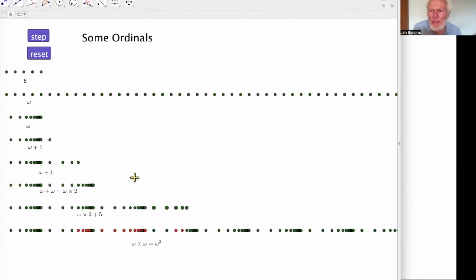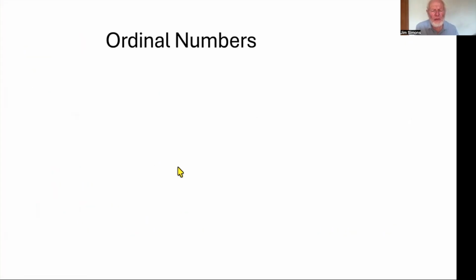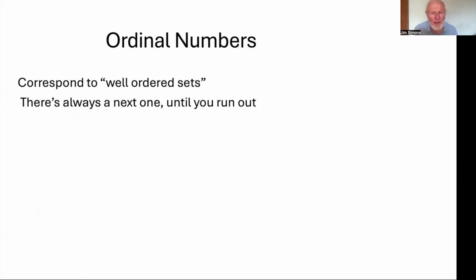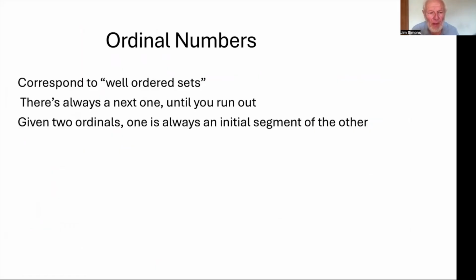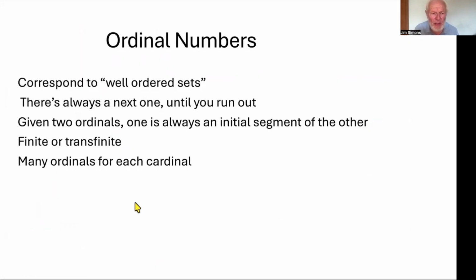Right, so let's summarize all that. What we're saying is that an ordinal number corresponds to a well-ordered set. That's one where they're all in a line, and this defining characteristic, there's always a next one until you run out. And we showed that given any two ordinals, one is always an initial segment of the other. They can be finite or transfinite.